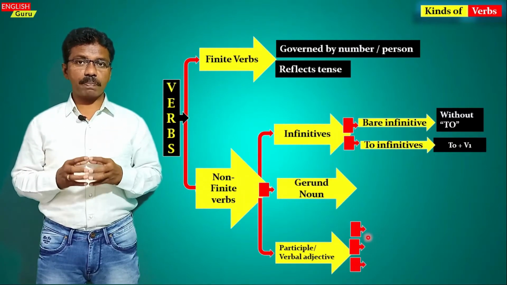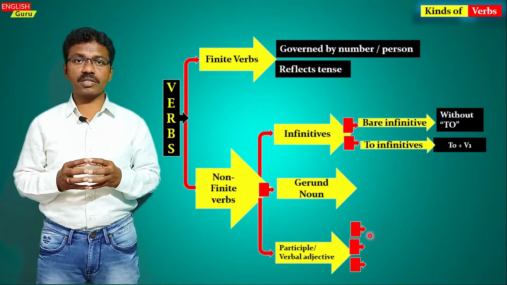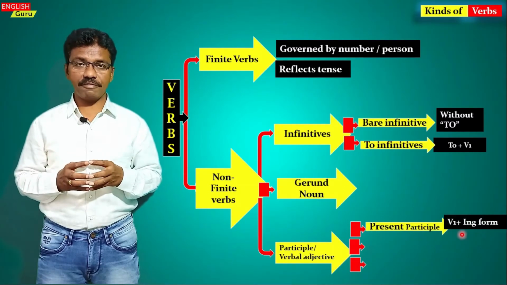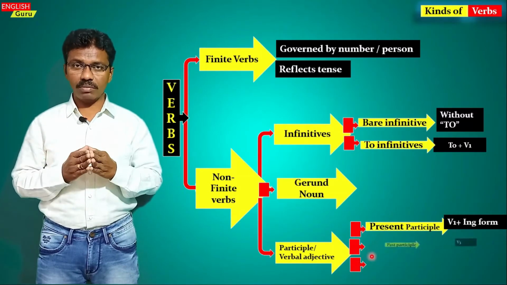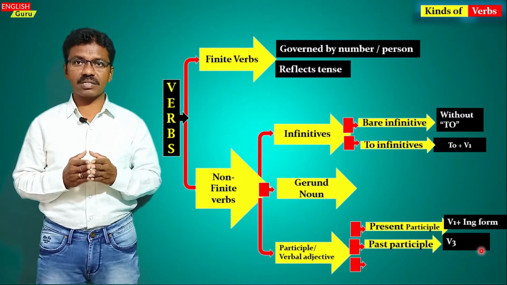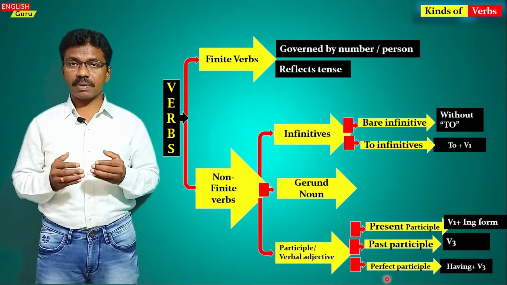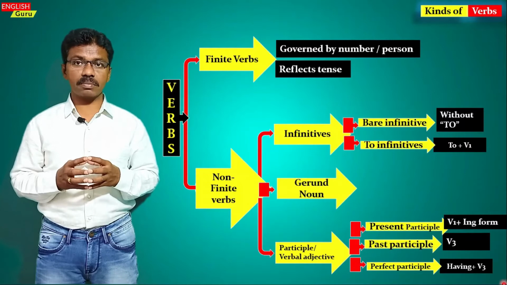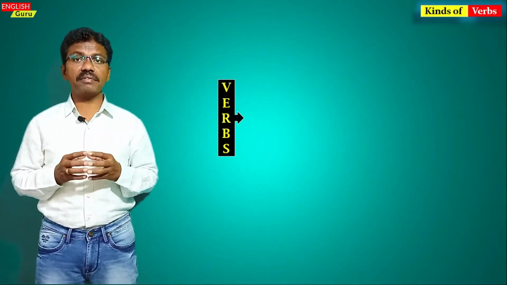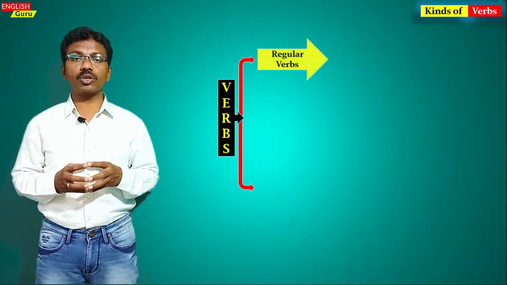And the next one is participles. Participles are again three varieties we have, and the first one is present participle, verb 1, that is present form of the verb plus ing form. And the next one is past participle, that is verb 3, and the next one is perfect participle, that is having plus verb 3.